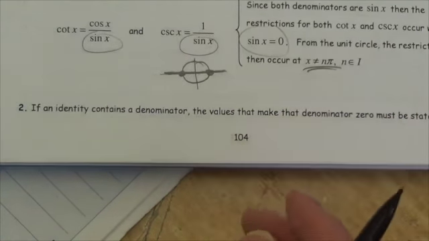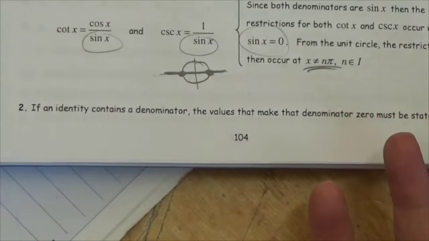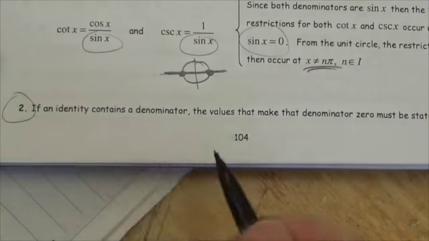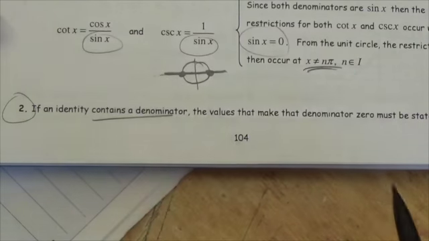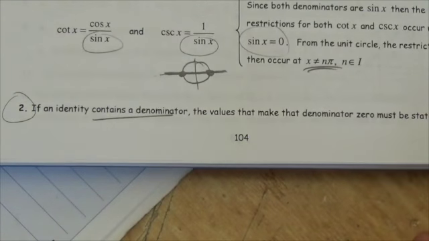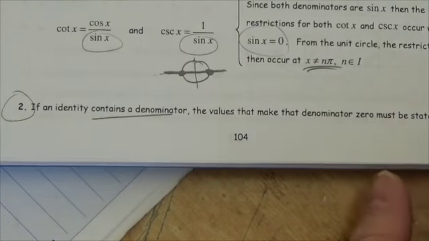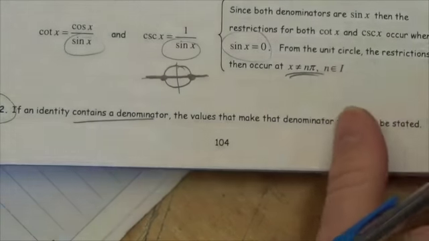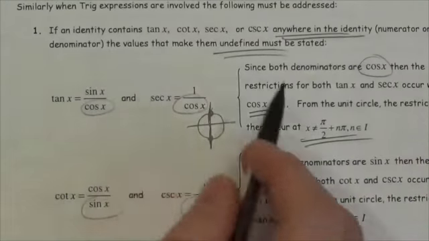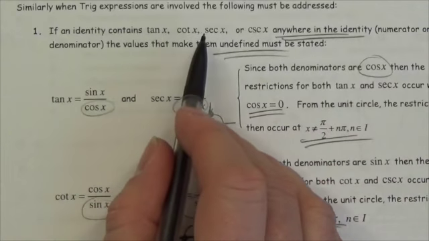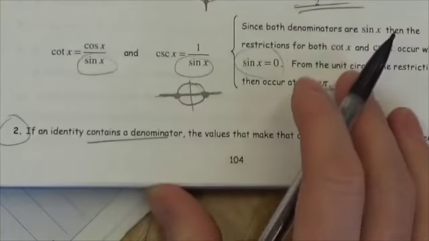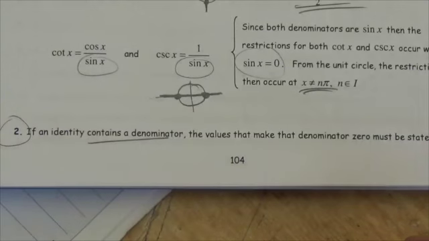Now, that's if those guys show up anywhere in the expression here. However, there's one other thing you got to look for here. If an identity contains a denominator, then I got to look at where that denominator itself goes to 0, okay? So, first of all, I got to look at these particular functions right here, the tan, cotangent, secant, cosecant, and then I got to look at the denominator just like I would have done in previous courses to find those non-permissibles.